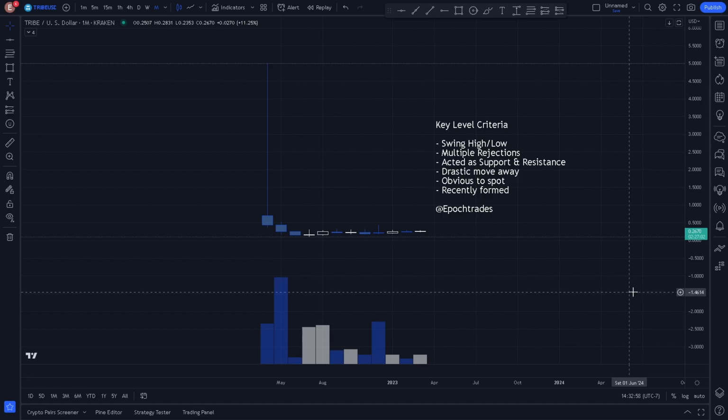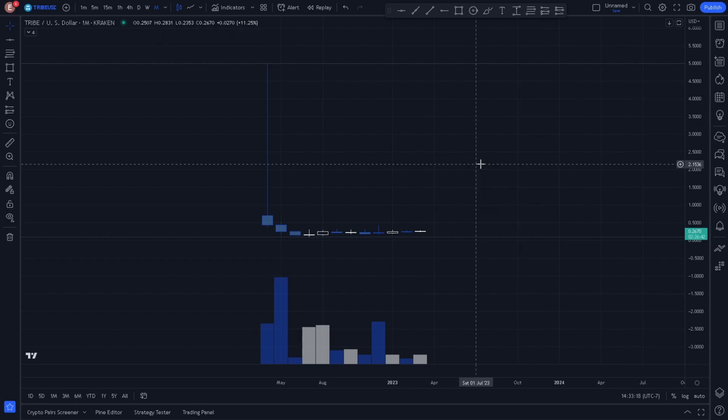Today we're going to be covering key levels on the monthly and weekly for Tribe. So, as always, our key level criteria: we look for swing highs and swing lows, multiple rejections, acted as support and resistance, drastic moves away, obvious to spot, and recently formed. Now, let's go ahead and hop right in.